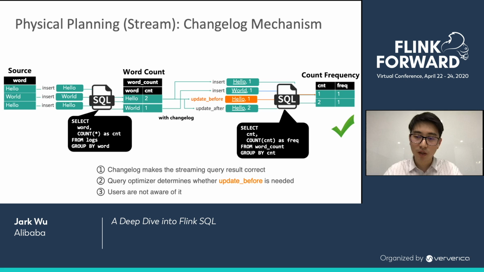So, as you can see, with the changelog mechanism, the final result is correct. The update before is the key point of this problem. That's why we need the changelog mechanism. But not in all cases does aggregation need to send update before messages. For example, if the downstream is an upsert sink which can replace records by key, then we don't need to send update before messages to the sink, to avoid some I/O costs. It can just take the update after and replace the records.